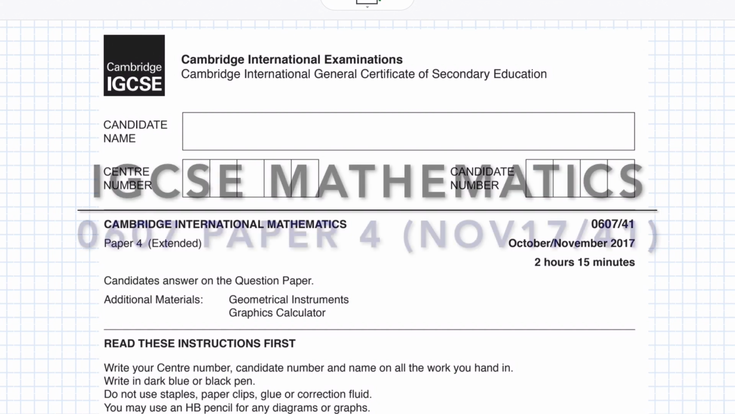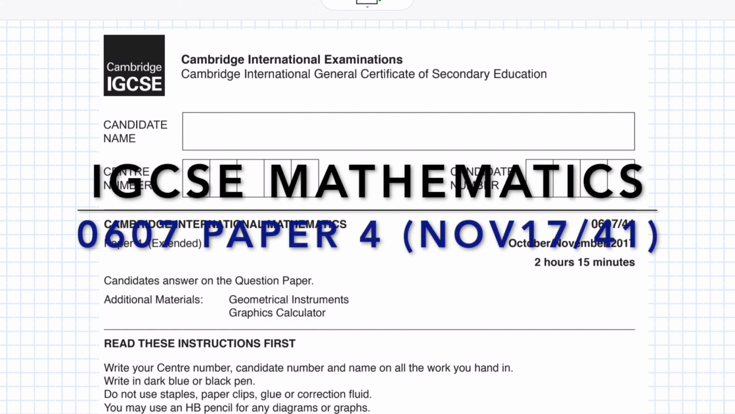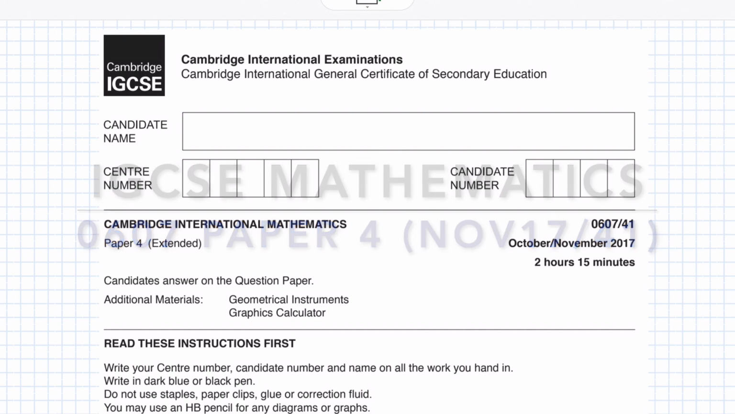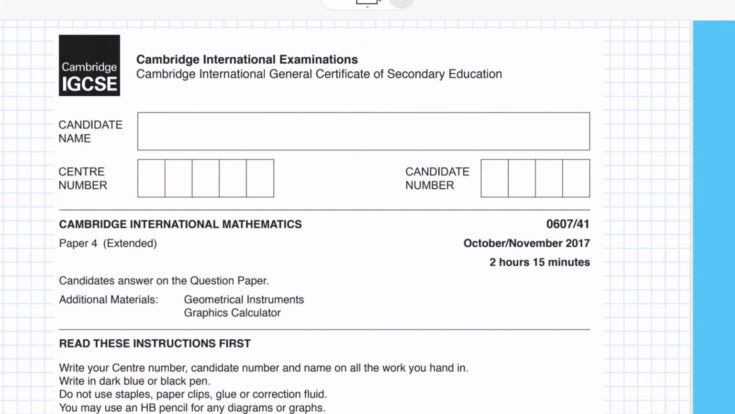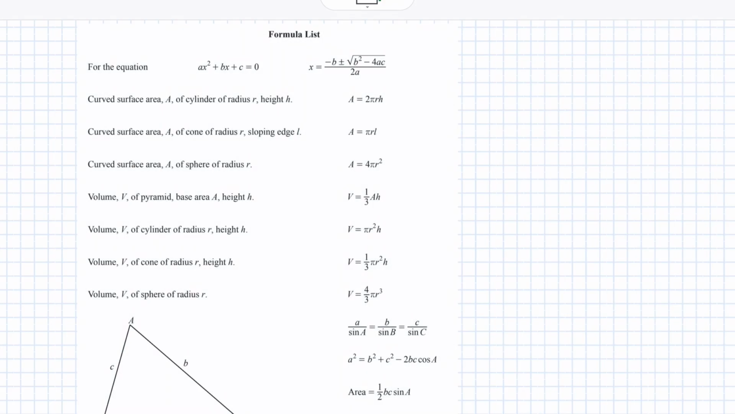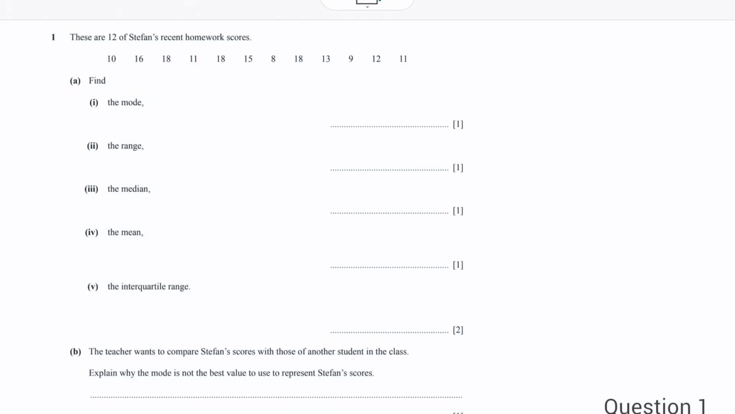For this video, we're going to have a little look at a past paper, paper 4 from Cambridge International Mathematics. This is series 0607 and it's paper 4 version 1. We also have a formula sheet displayed here. But let's get started. So question 1, these are 12 of Stefan's recent homework scores.